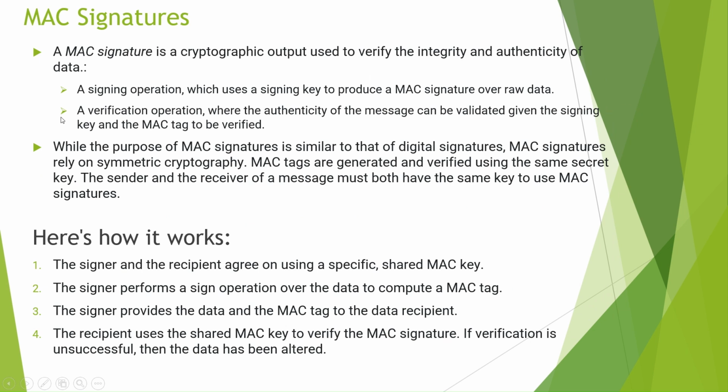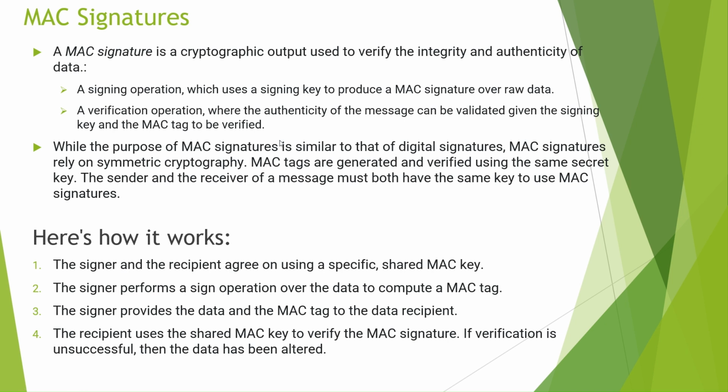And the next part is the verification operation. In this, we will authenticate the message. It can be authenticated by using two things. The first is the signing key, which we create with the help of Cloud KMS, and the MAC tag, which is generated here. Whenever we do a signing operation, the MAC tag is generated. So with the help of these things, we will do the verification process. We will see how to do that.